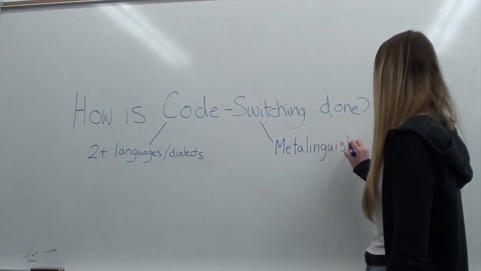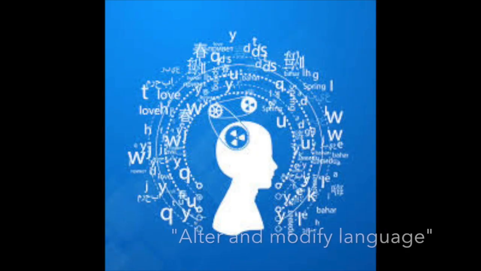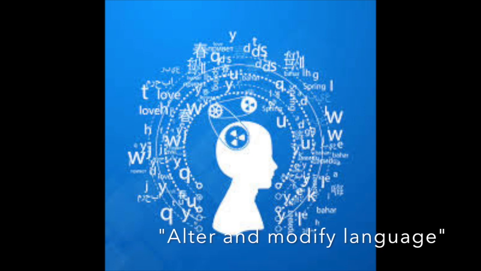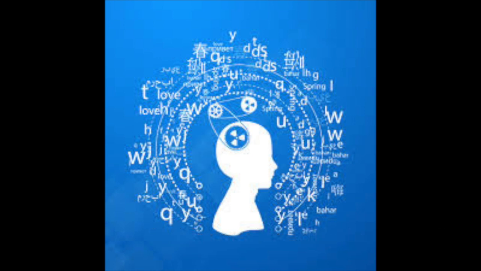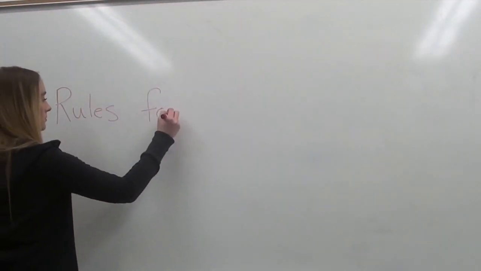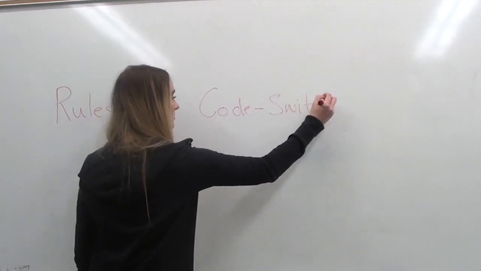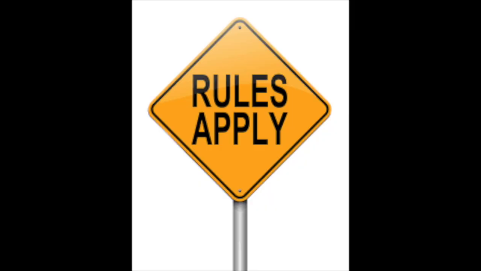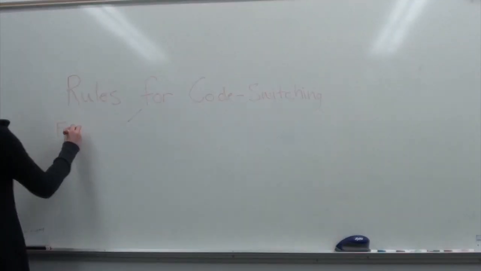Metalinguistics. Metalinguistic awareness is when an individual has the knowledge that you can alter and modify language. Studies have shown, as stated by Eurydice Bauer, that bilingual children are not confused by and can differentiate between their two languages. There are specific rules that all bilinguals use when they are code switching between both languages, and they do these unconsciously.